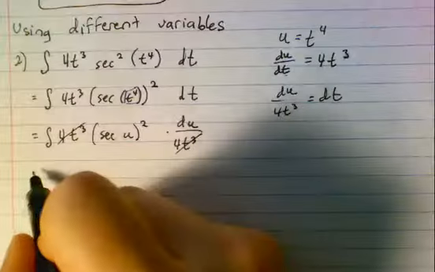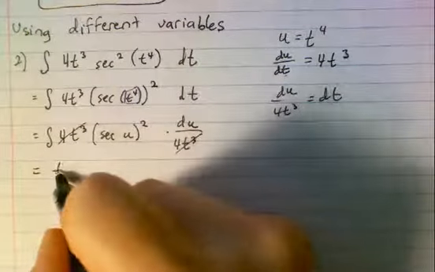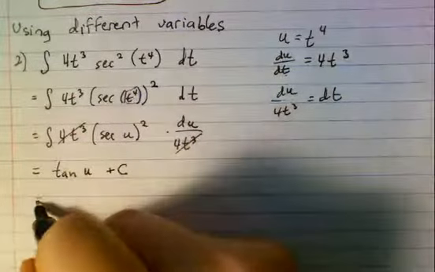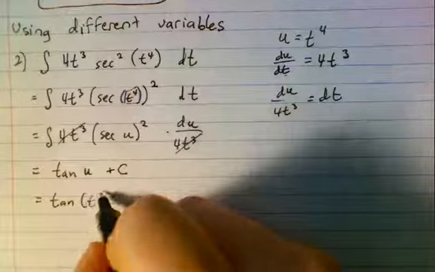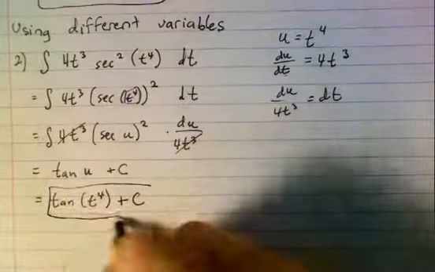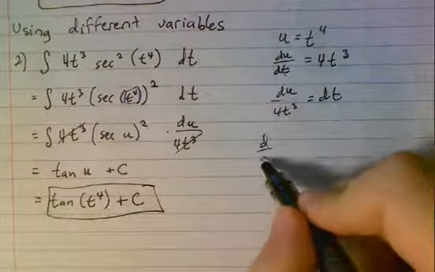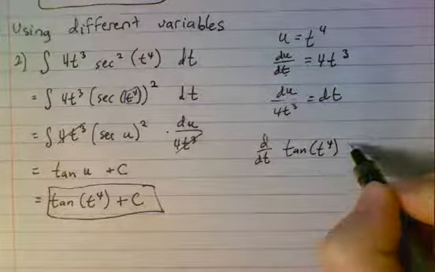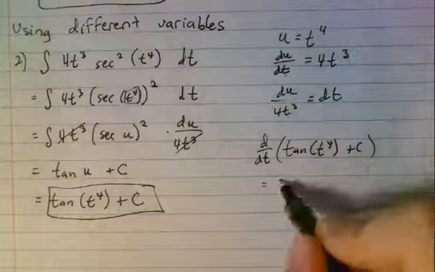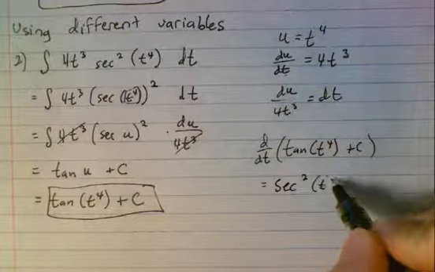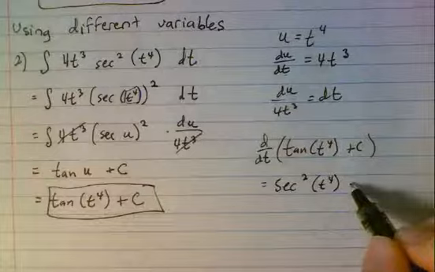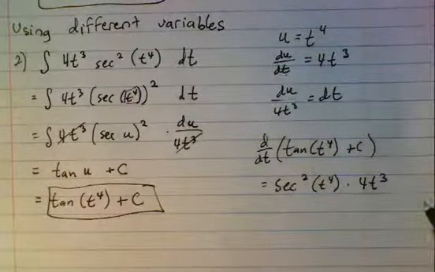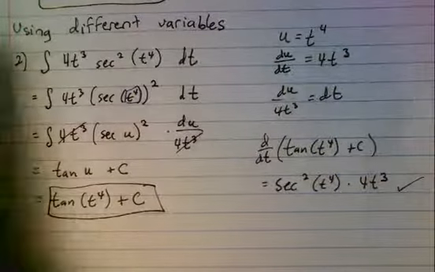These cancel out, and we just have to remember that the antiderivative of secant squared is tangent. So tangent of u plus c. Put our u back in. And there we are. When we take our derivative with respect to t, the derivative of tangent is secant squared of whatever is in the box times the derivative of the box, which is exactly what we had to start off with.